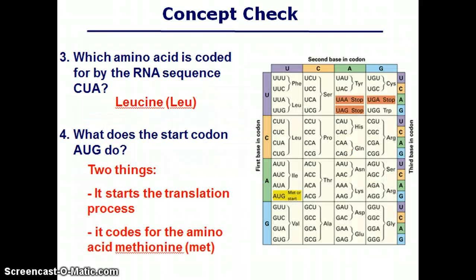Which amino acid is coded for by the RNA sequence CUA? So I find the C on the left-hand side. I'm going to go all the way over to the A. Sorry, CU and then A. Oh, right here. All right, leucine, right there. What does the start codon AUG do? Two things. Starts the translation, and it also can code for methionine.